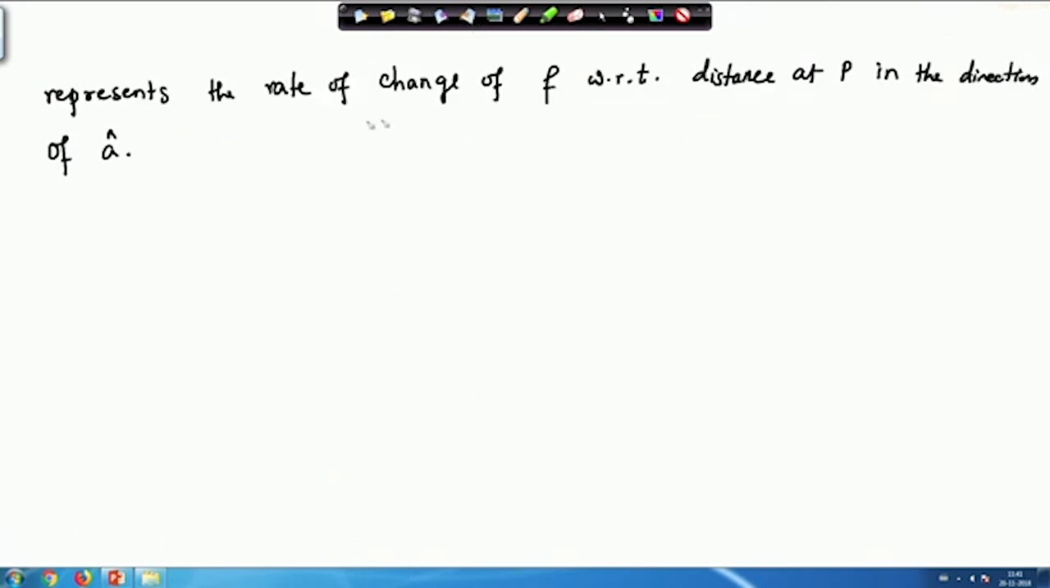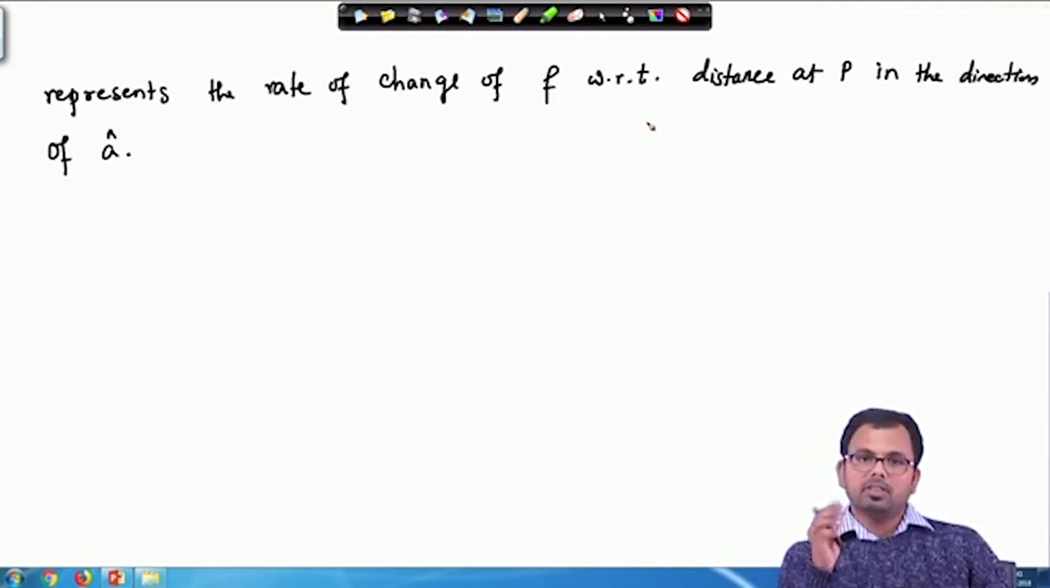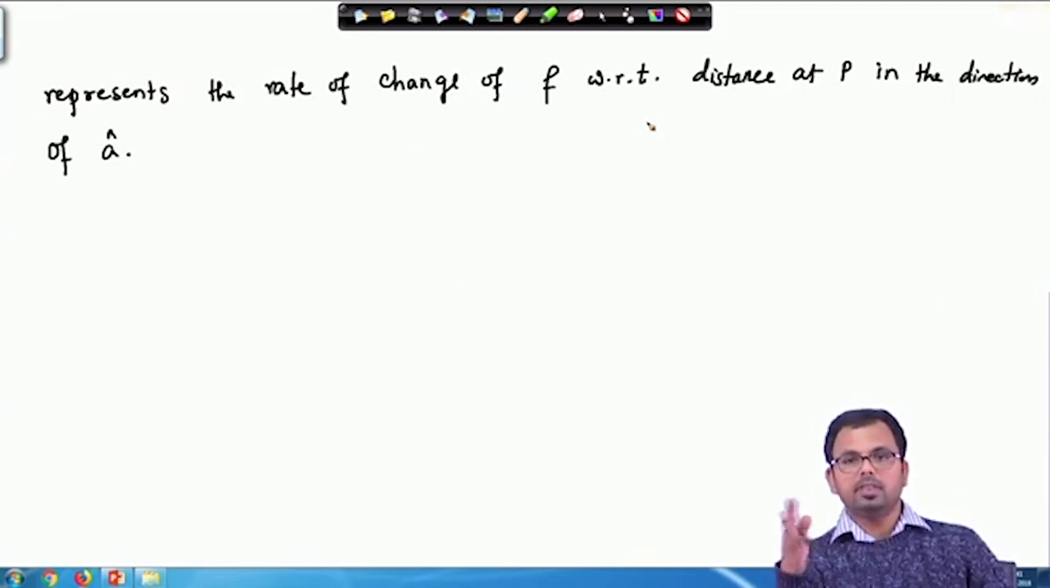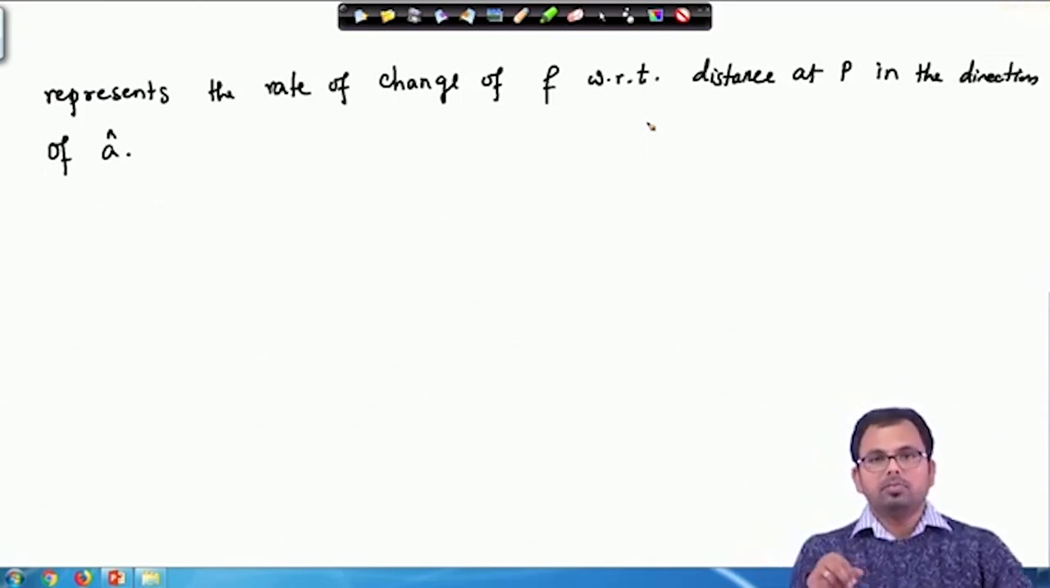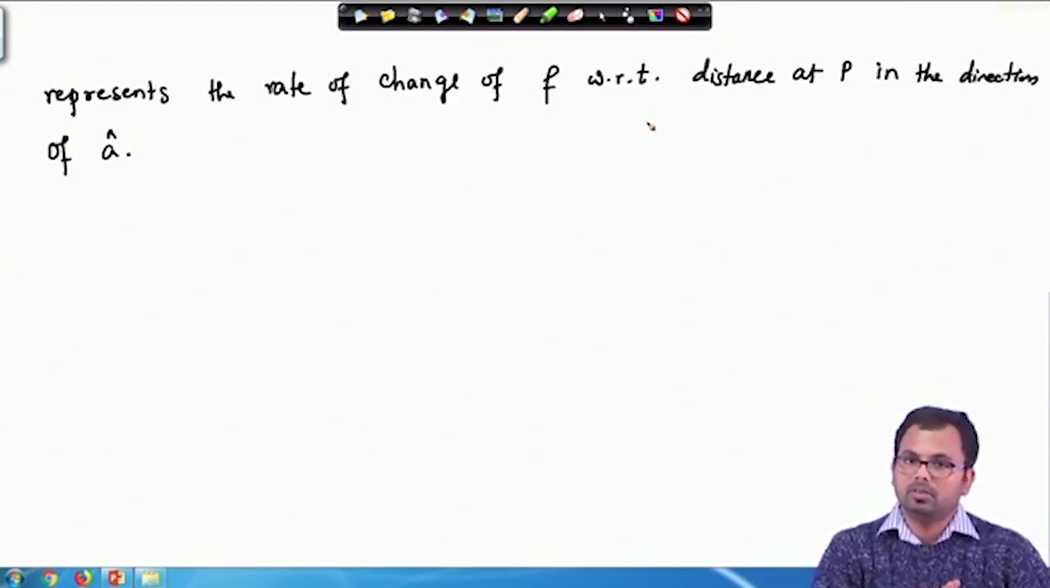So, this represents the rate of change of the function f with respect to distance, or per unit distance, at the point p in the direction of a cap. So, a cap is a unit vector at the point p, and this df ds is denoting our rate of change of the function f. So, this is what we mean physically by the directional derivative. At a certain point you have a unit vector, and you need to calculate the rate of change of that function along that unit vector. So, in simple words, that's what it means.